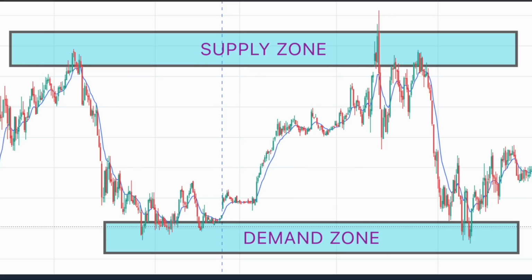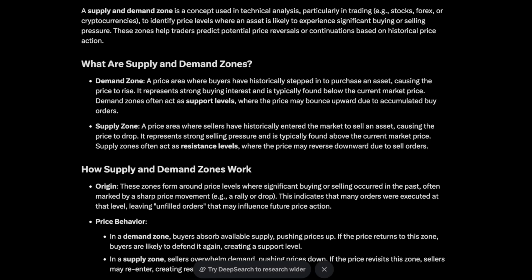In today's video, we're going to break down supply zone and demand zone and how to trade it. Let's get right into it. Supply and demand zone is a concept used in technical analysis, particularly with trading.